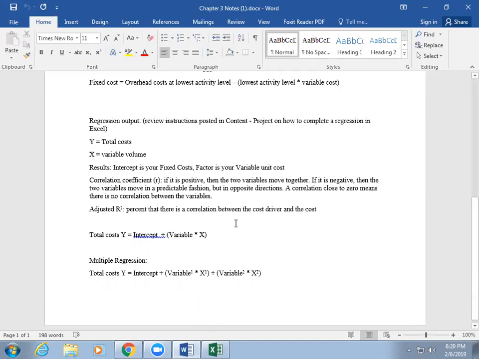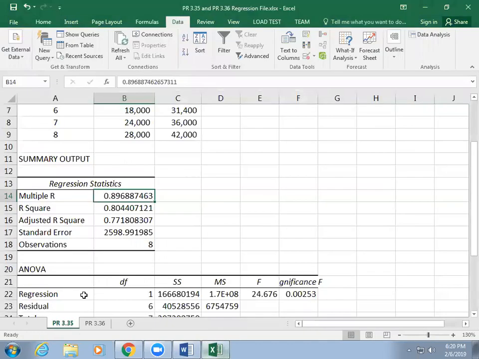And then adjusted R squared is the percent that there's a correlation. So in mine, the adjusted R squared was 0.77. So there's a 77% chance that, or not even chance, but probability that machine hours are directly correlated in driving our power costs.